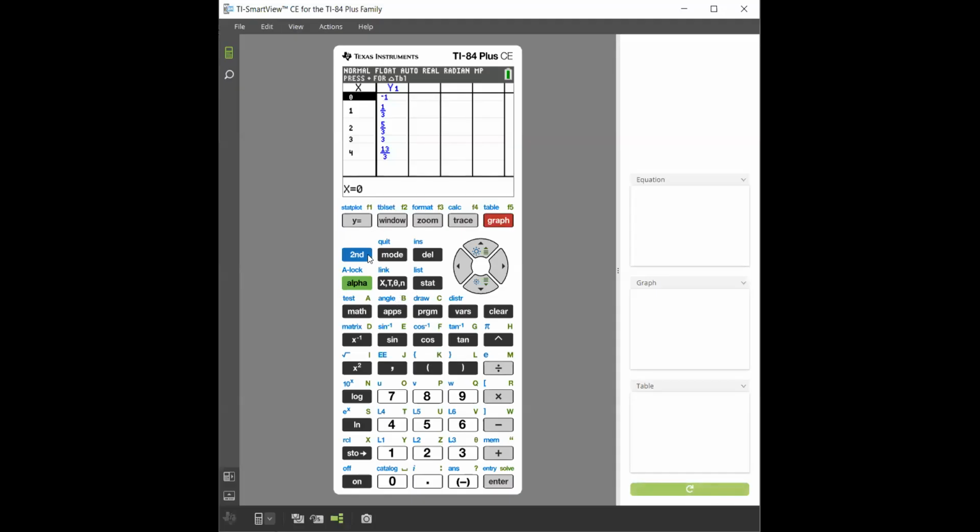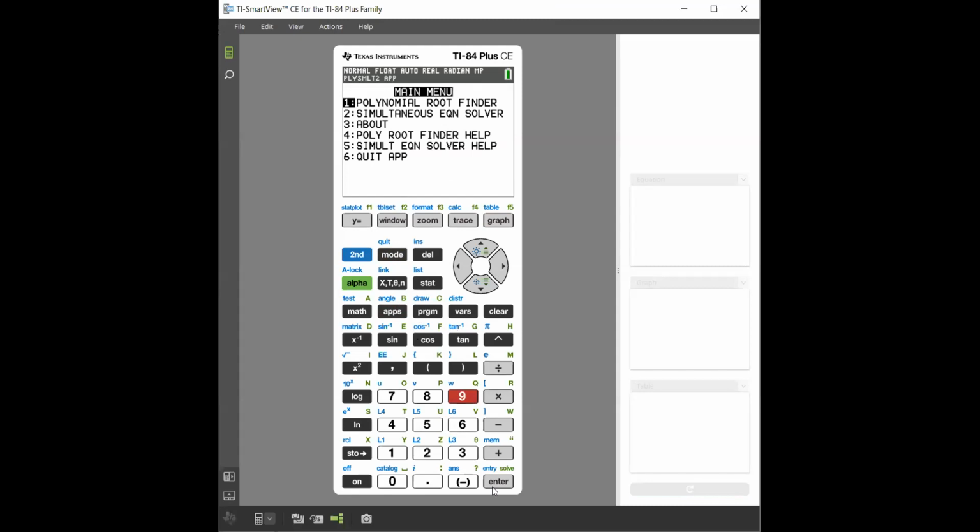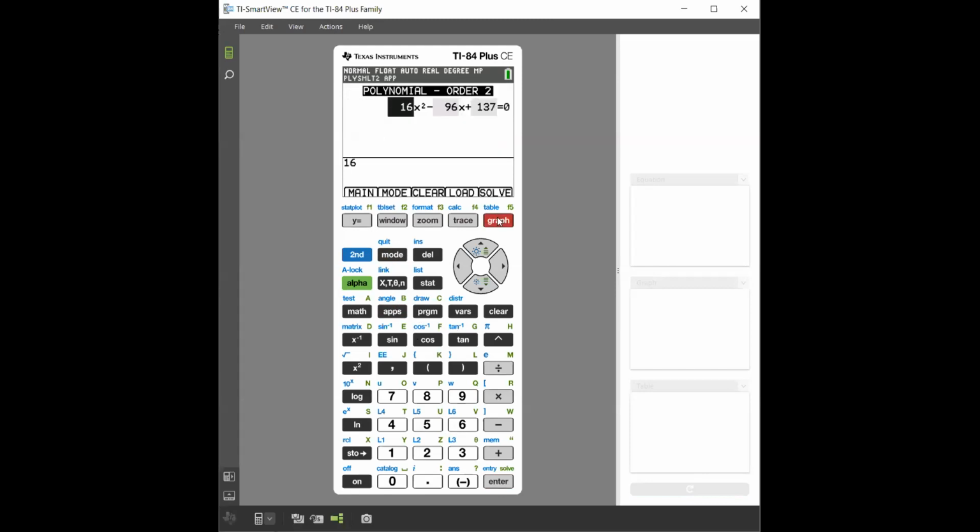So I'm going to get out of what we were doing before. I'm going to go to apps. I'm going to pick number 9. And I do want to use the polyroot finder. It is the second order. So I'm going to hit next. And now is the part where you just want to type in what you have. So 7x² minus 40x, that's what ours said, minus 12.